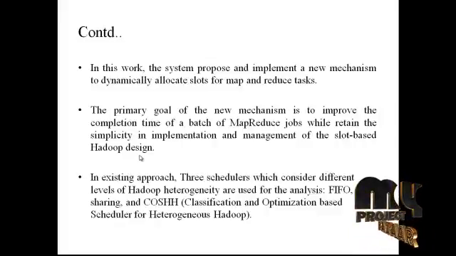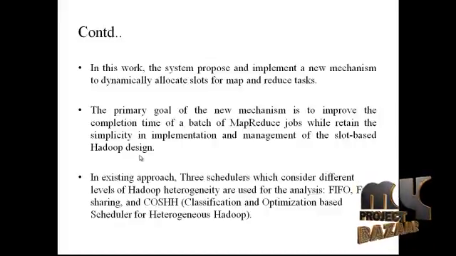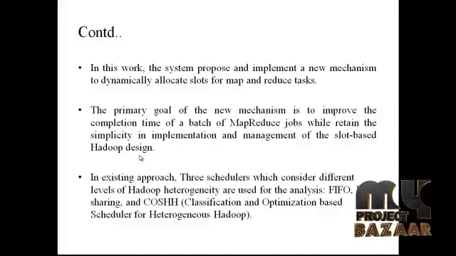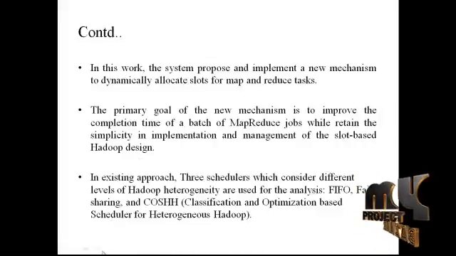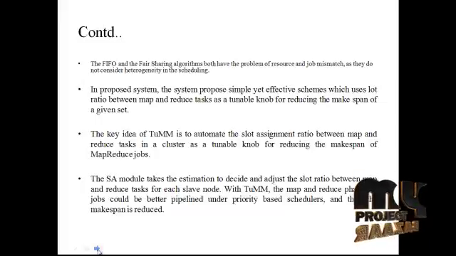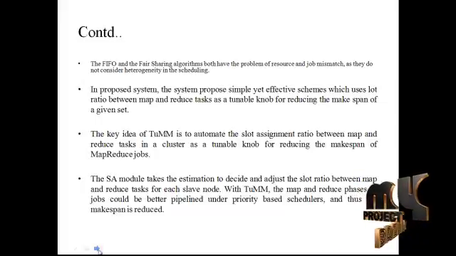In the existing approach, three schedulers which consider different levels of Hadoop heterogeneity are used for the analysis: FIFO, fair sharing, and COSHH. That is called classification and optimization based scheduler for heterogeneous Hadoop. The FIFO and fair sharing algorithms both have the problem of resource and job mismatch, as they do not consider the heterogeneity in the scheduling.